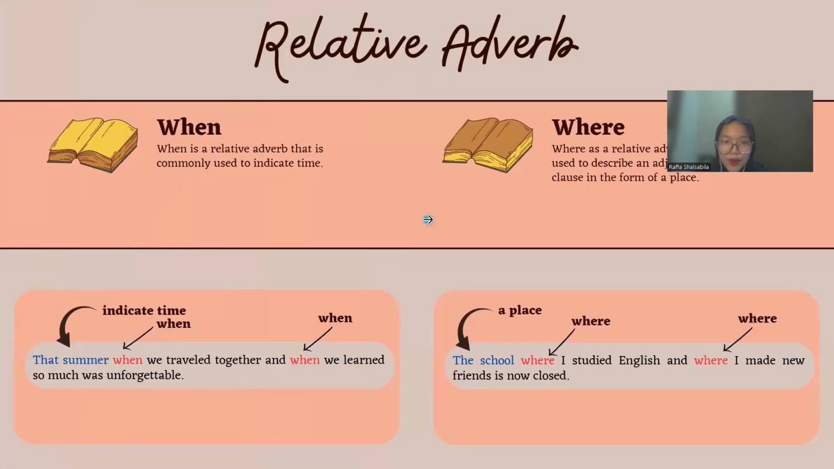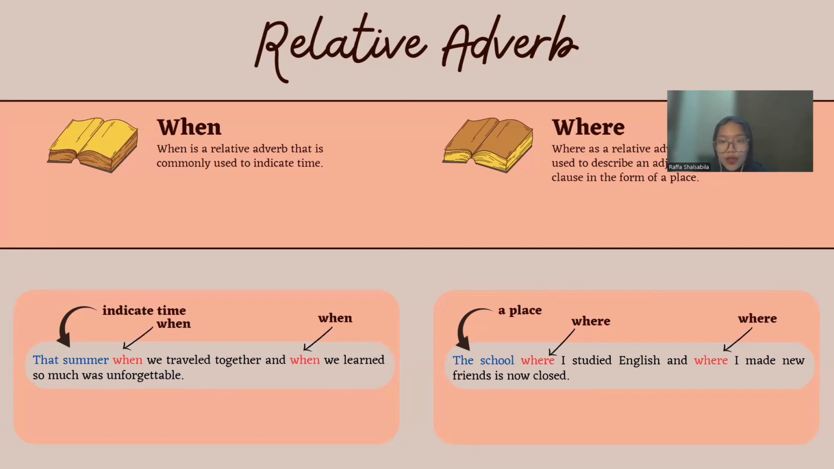Relative adverb. Relative adverbs are usually used to connect independent clauses with adjective clauses. Relative adverbs consist of three words: when, where, and why. When. When is a relative adverb that is commonly used to indicate time. For example, that summer when we traveled together and when we learned so much was unforgettable.